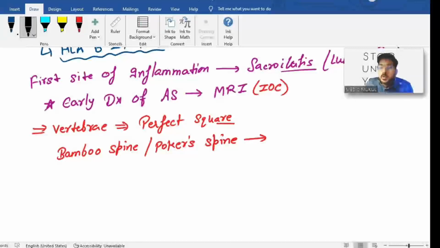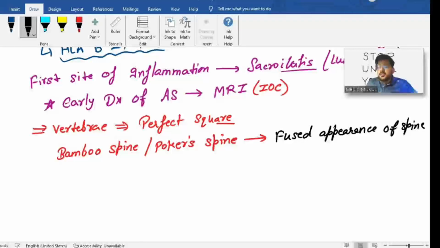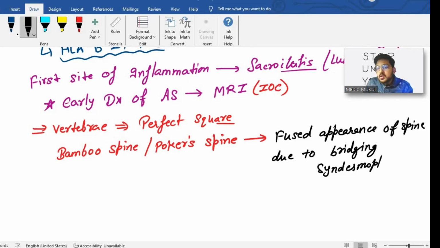Why do we call it that? Because it is due to the fused appearance of the spine. The vertebrae fuse with each other. Why do they fuse? Due to bridging syndesmophytes. So you need to remember the bamboo spine, also known as the poker spine, is due to the fused appearance of the spine due to bridging syndesmophytes.